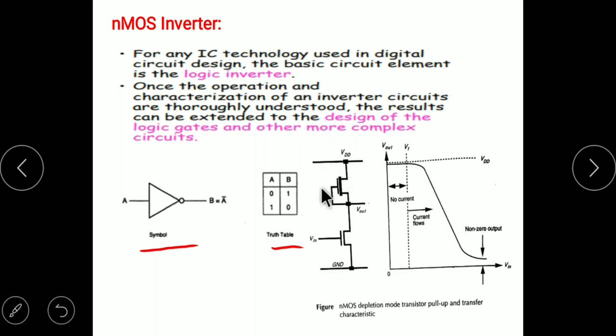We call it an NMOS inverter because all the MOSFET transistors are NMOS type, and here it is a depletion mode MOSFET. You can observe the symbols. This is the depletion mode MOSFET and this is the enhancement mode MOSFET. In a depletion mode MOSFET, the channel already exists, so it is not necessary to apply gate voltage. Here it is the drain, the gate, and the source.